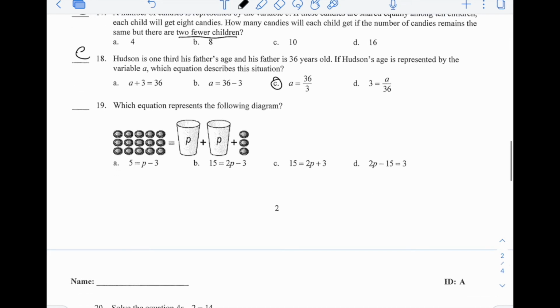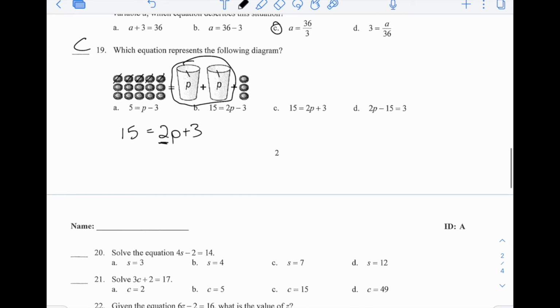Which equation is represented here? There's 3, 6, 9, 12, 15 equals 1 variable, 2 variables, so 2p plus 3. So that would be C. Again, the number of cups is the numerical coefficient. 2 cups, 2 times p.